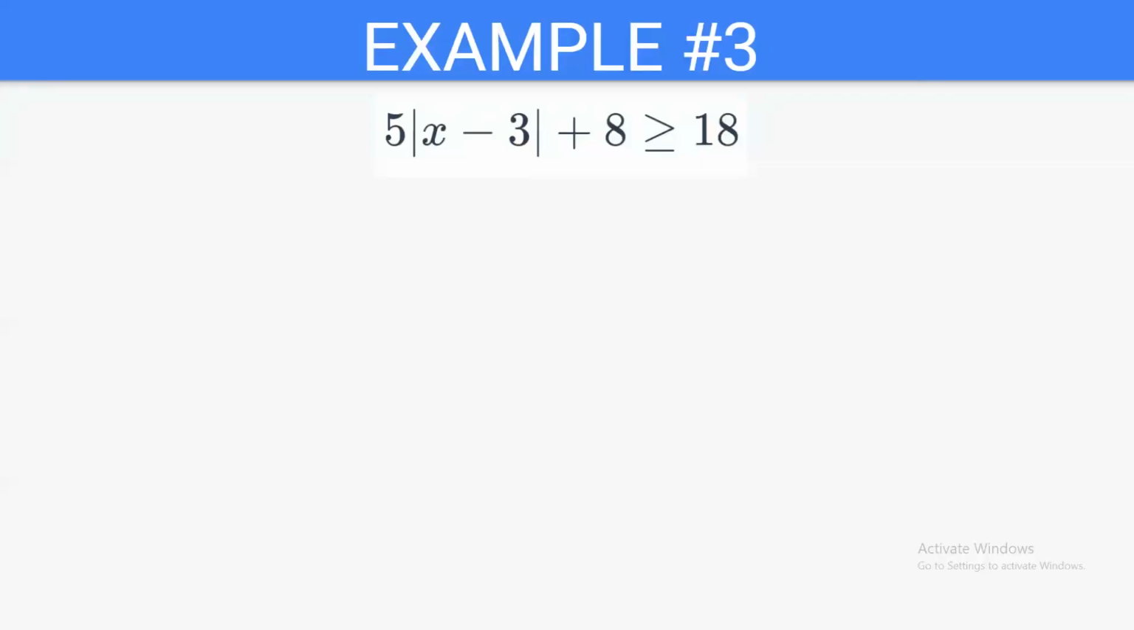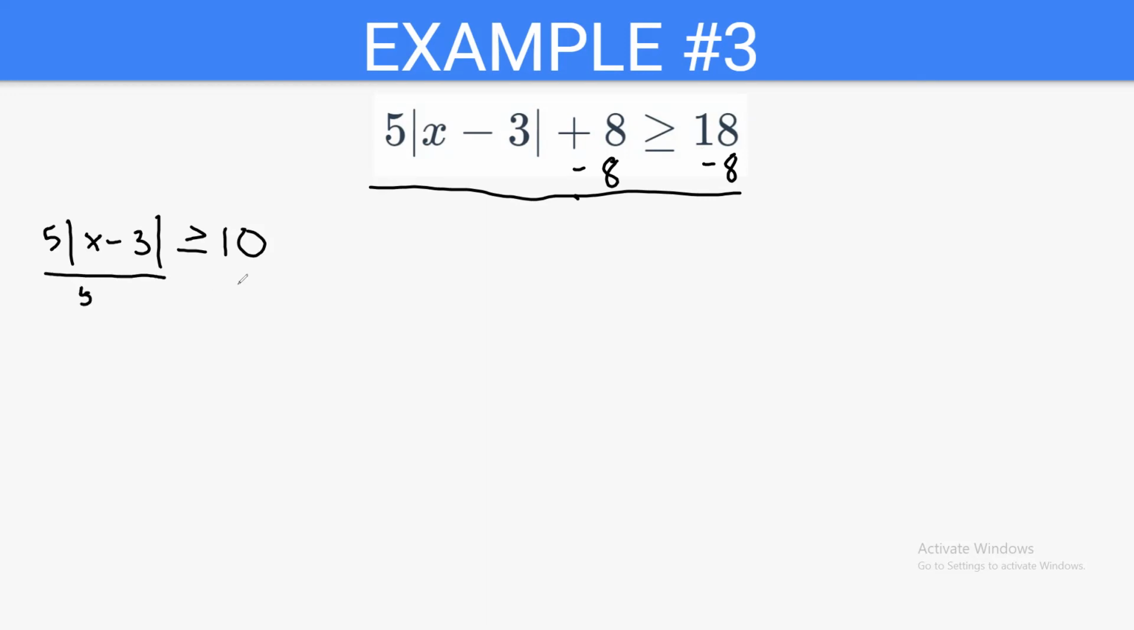So this one here, right? We have to isolate my absolute value. So I'm going to subtract 8 on both sides, making this 5 absolute value of x minus 3 is greater than or equal to 10. Divide by 5, divide by 5. So absolute value of x minus 3 is greater than or equal to 2, correct?